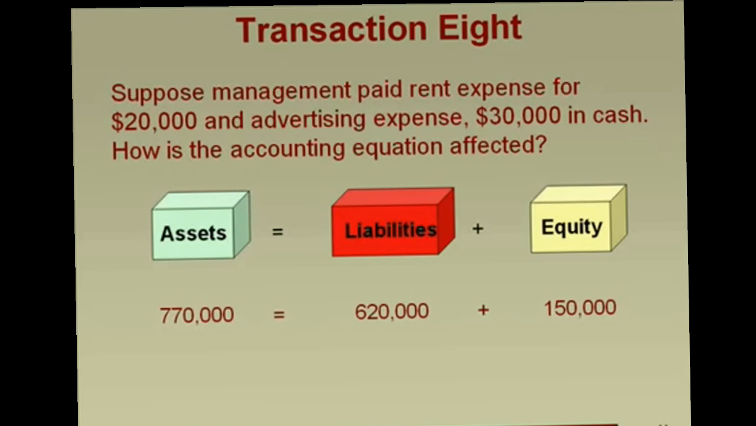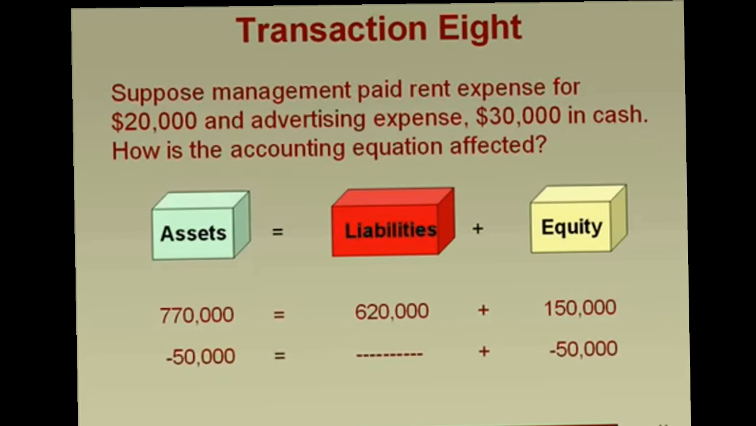Are you done? How does it look? Expenses increased by $50,000. $20,000 for rent, $30,000 for advertising. So you have $50,000 in expenses. Are expenses good for equity or bad for equity? It's bad. So equity goes down by $50,000. Cash was paid, so assets go down $50,000.